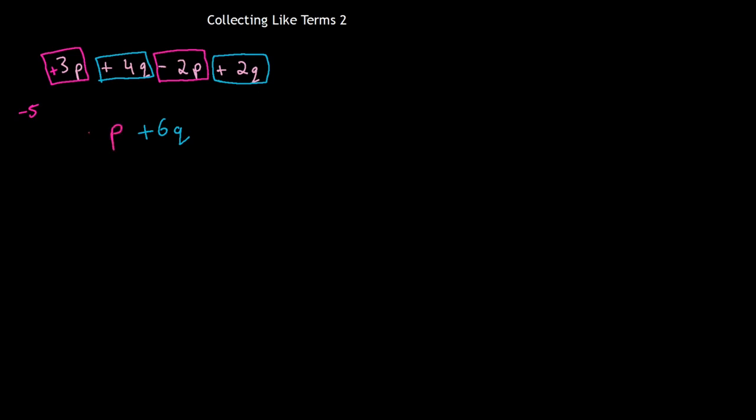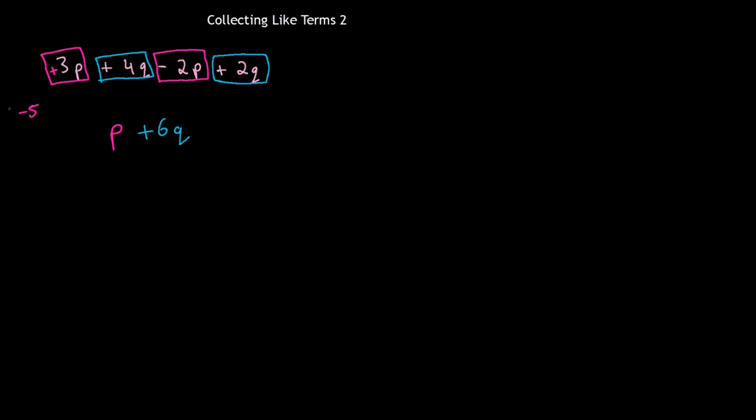We can write this down, which does no harm, but in maths we tend to get rid of anything that is a little bit extra. So we don't have to write a positive 1 here, we can just leave it as p. So we just rub this off, and that's it: p plus 6q. Now let's look at something a bit more complex.